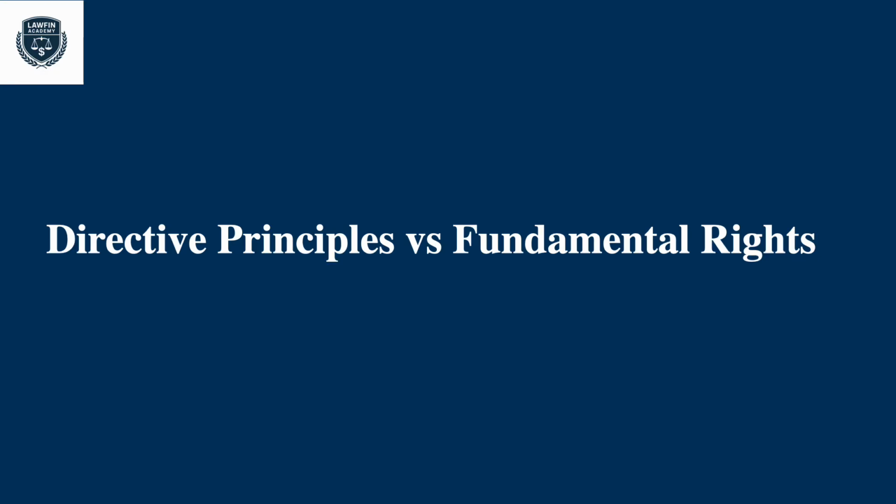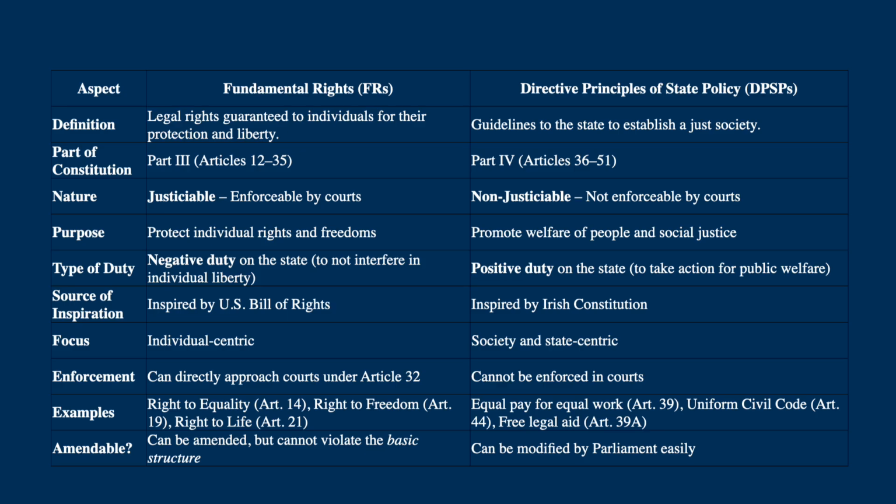Good morning. Today we'll be looking at the directive principles versus fundamental rights. So the fundamental rights are legal rights guaranteed to individuals for their protection and liberty, whereas the DPSPs are guidelines to the state to establish a just society. Part 3 of the Constitution is from Article 12 to 35, whereas Part 4 is from Article 36 to 51.